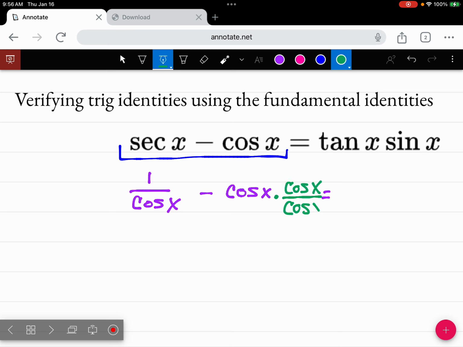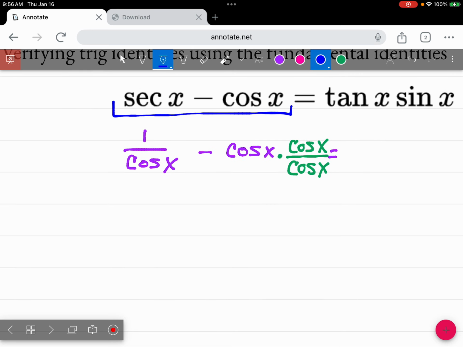I need them to have a common denominator so I can put them together into one fraction. So we're multiplying it by this denominator, but I can't just randomly multiply it. I have to multiply it by 1. Just a weird looking 1. So that's going to give us a fraction that has a denominator of cosine of x. And we're going to have our 1 minus, what is this one going to be? Cosine squared. So cosine squared x.